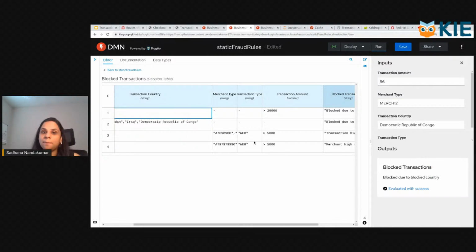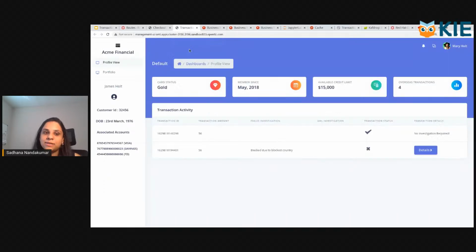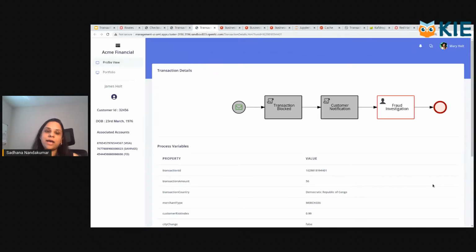So again, the Cogito decision has been deployed in an event-driven fashion. So it's basically reading the input from a topic, evaluating the decision, and pushing the response to a topic, which is what is interpreted downstream by the other components, and which is why we saw that the transaction was blocked. Okay, so now that the transaction is blocked, we understand there is a fraud characteristic associated with this transaction. What do we want to do next, right? What's the downstream action for this? Let's look at that in action here.